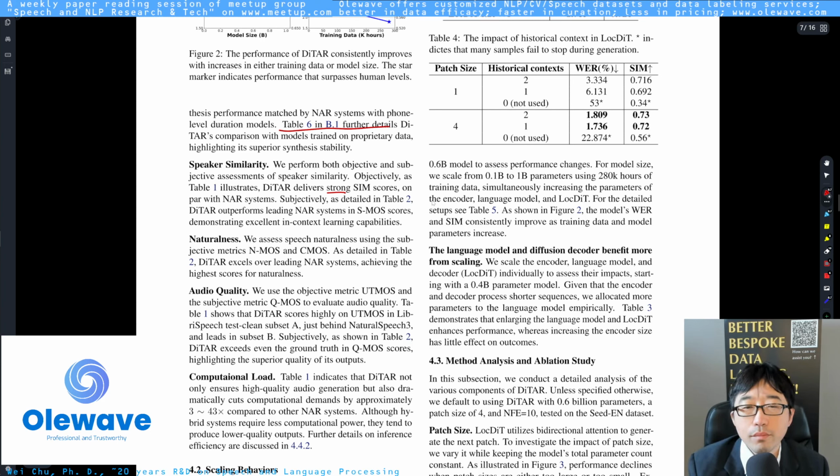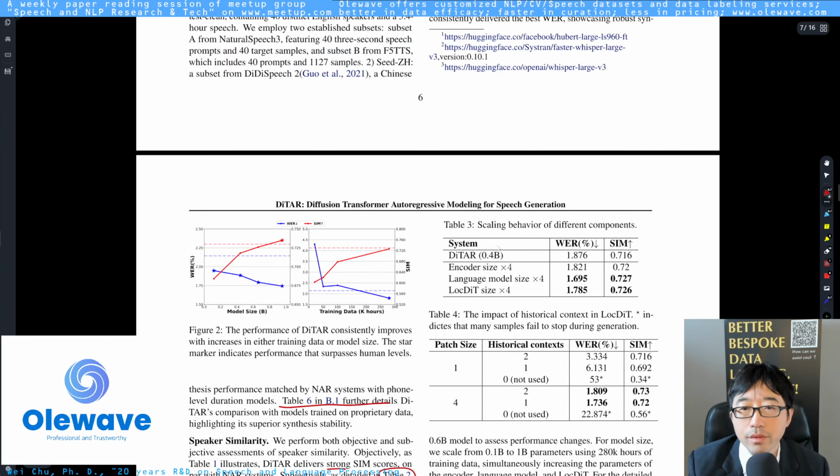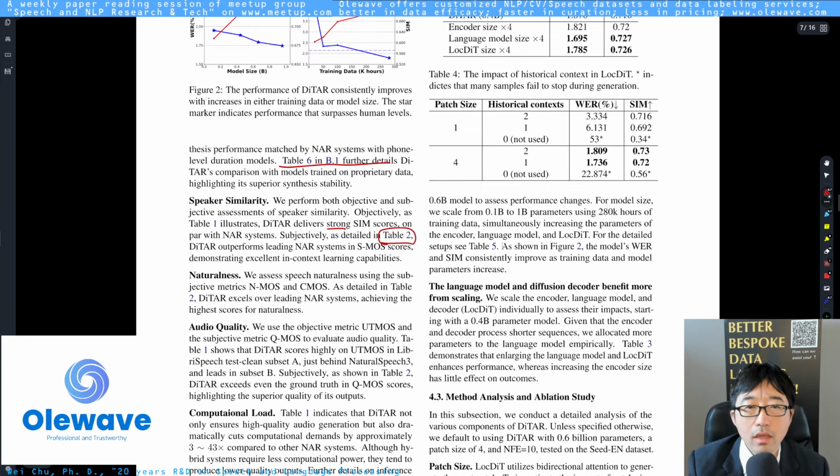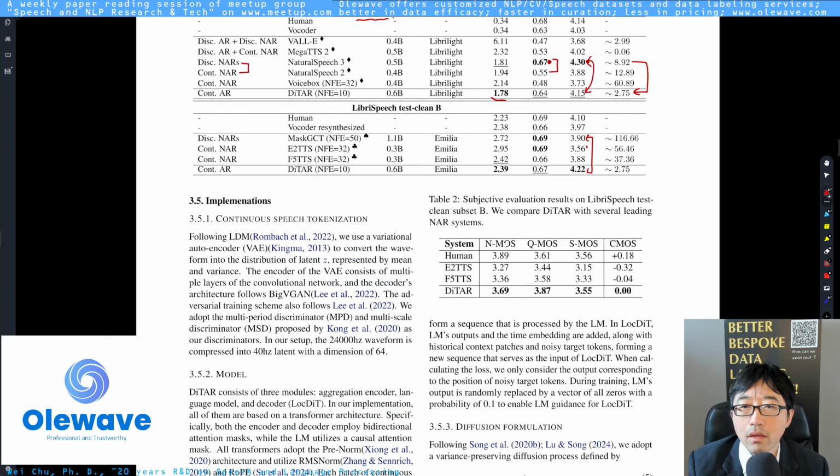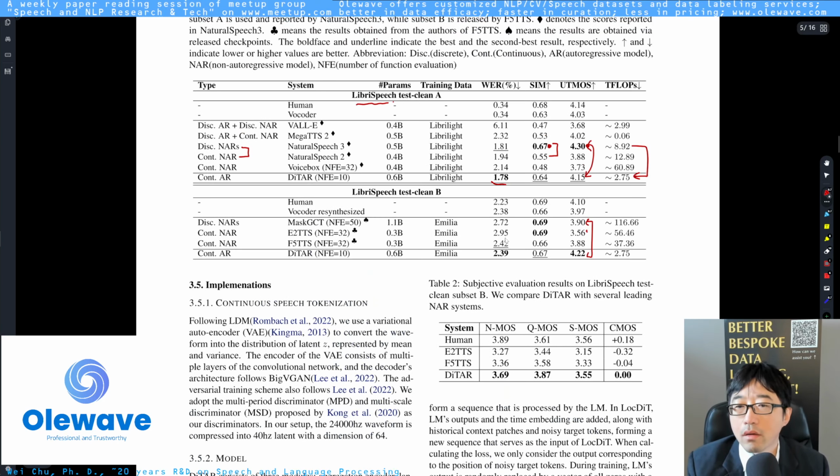Right. They're mentioning this in another table. Okay. They're jumping from table 1 to table 2. Table 2 is located here. Oh, this is interesting. So this is like automatic MOS, or this is like human MOS, or I assume this is a real human being.